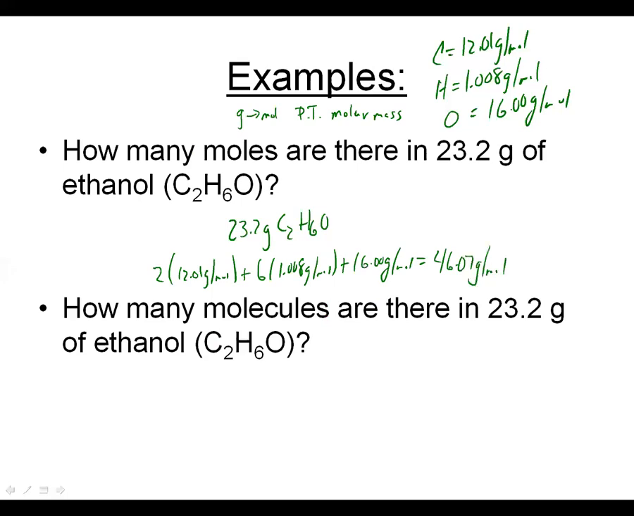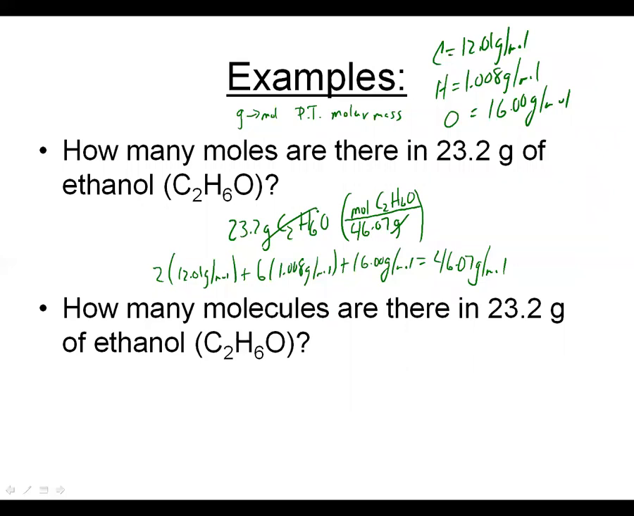Any questions on how to calculate that molar mass part? And again, it is the molar mass that we need to use as our conversion factor. Since we're starting with grams, we want to put the grams on the bottom. So it's going to be 46.07 grams per mole of C2H6O. The grams are going to cancel, so we're essentially just dividing.